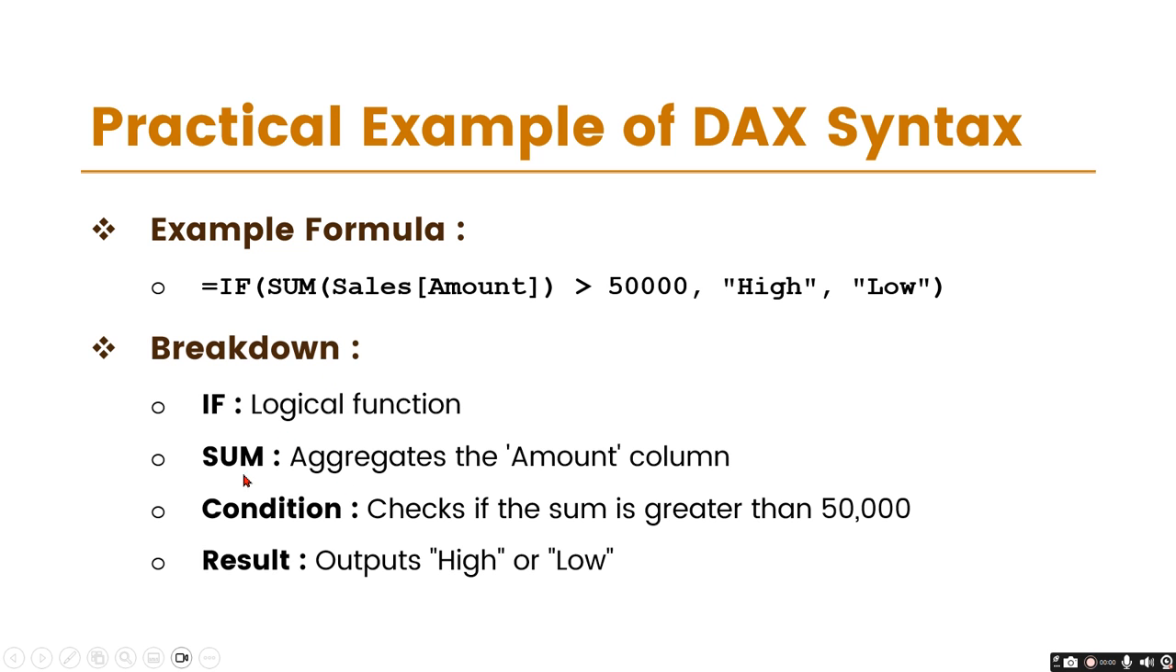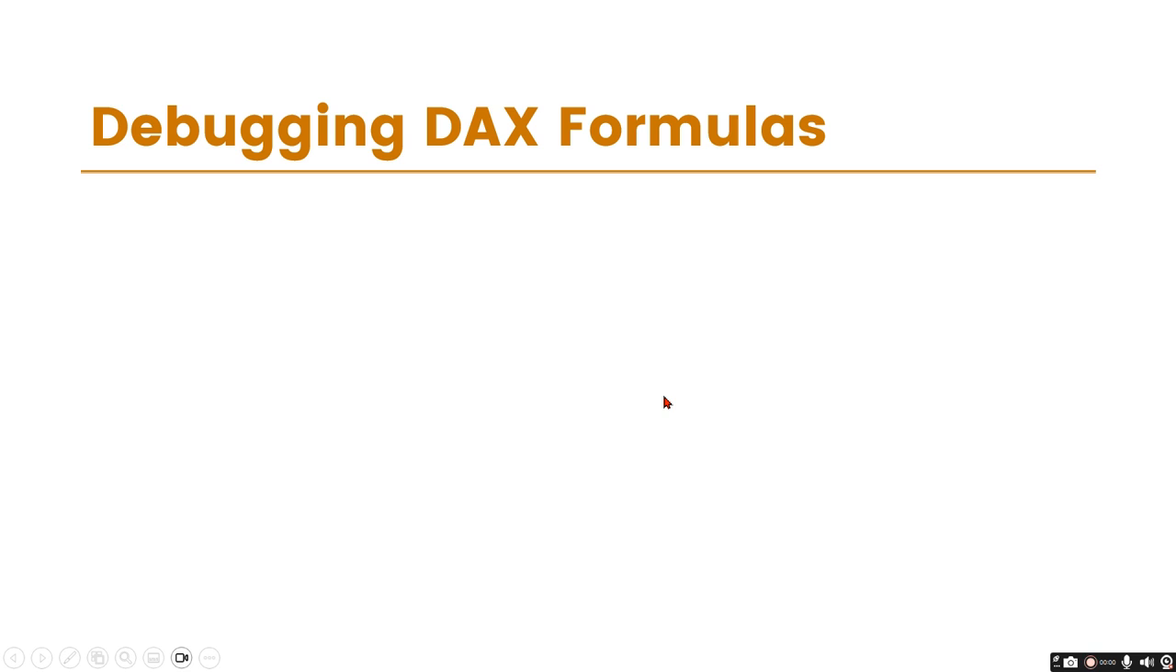Let me go back, I'll explain. See, IF is a logical function, SUM is an aggregate function, and the condition will check if the sum is greater than 5,000 in this case. Now the result is high or low. So this high and low are constant values, that is, they won't change. If the condition is true, I'll get high. If it is false, I'll get low. So you can use this syntax.